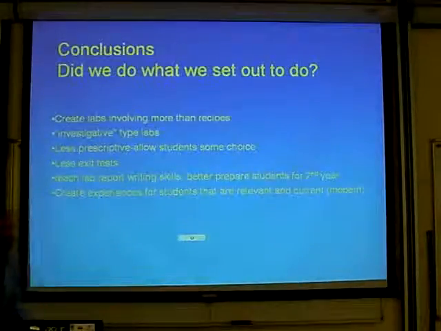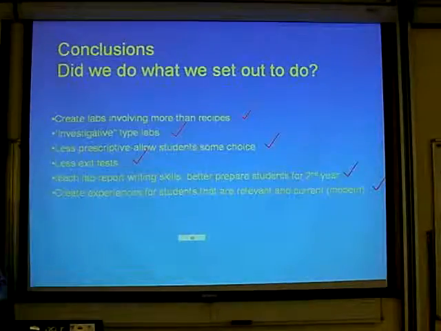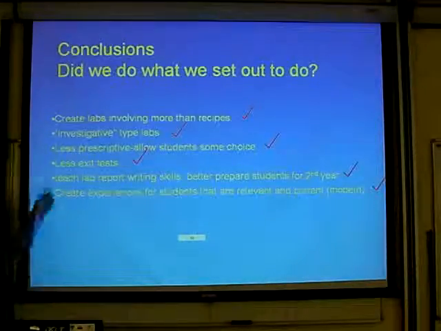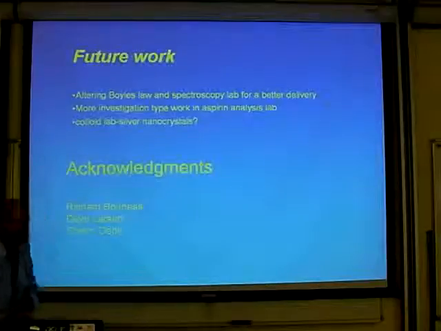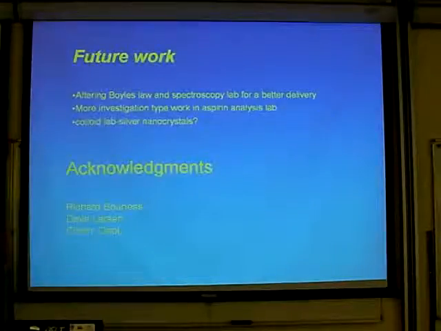And finally, what can we do? Well, I'll rush through these. We've ticked them all, I think. Some of them were better than others, but we've definitely gone a long way. Future work: maybe we need to change the Boyle's Law lab and spectroscopy for a better delivery. Maybe not change what's in it, but change the way we're delivering it to them. What are we actually doing?